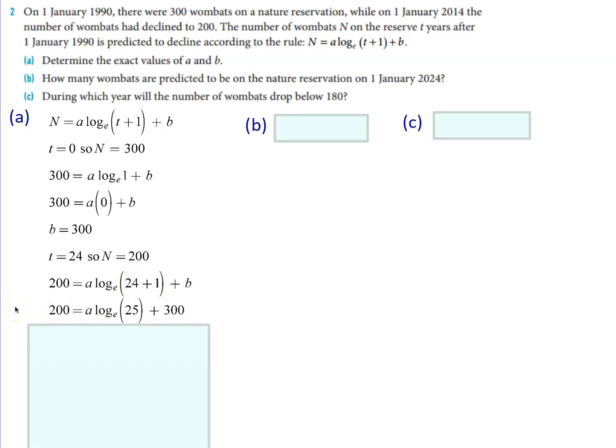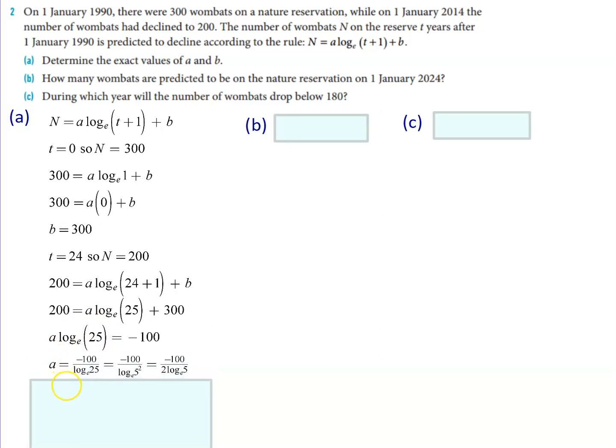Once again, you may wish to stop and see if you can now solve that for a. Otherwise, just keep watching. So what I did next is I subtracted 300 from both sides. That gets rid of that. 200 minus 300 is negative 100. Log to the base e of 25 is just a number. We just leave it like that. You could turn that into a decimal if you wanted to.